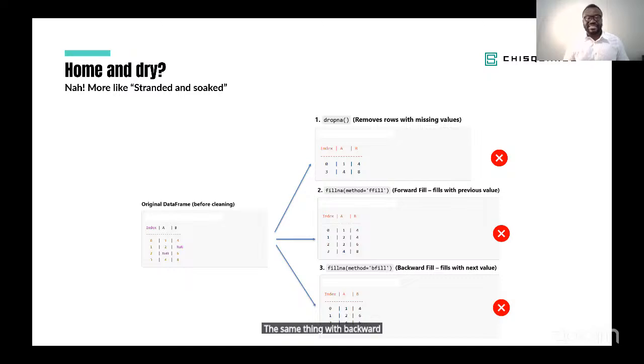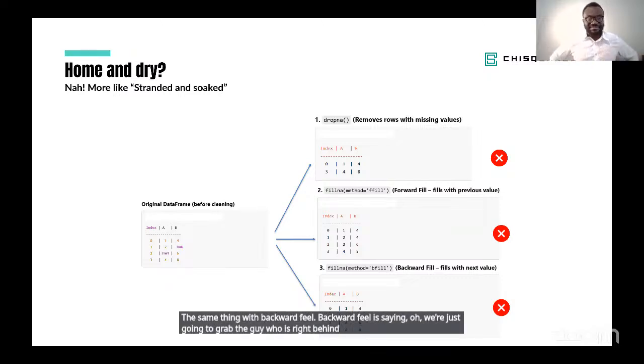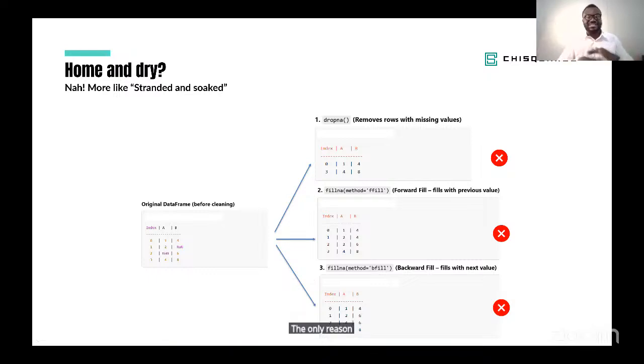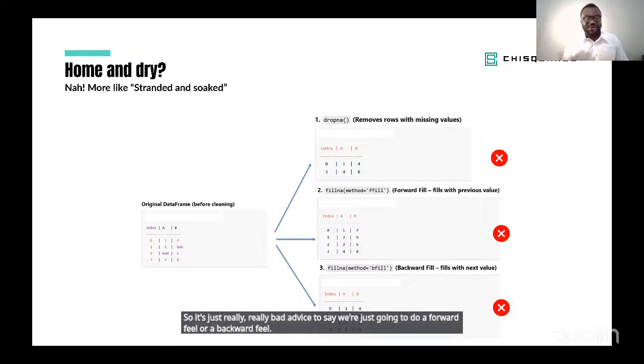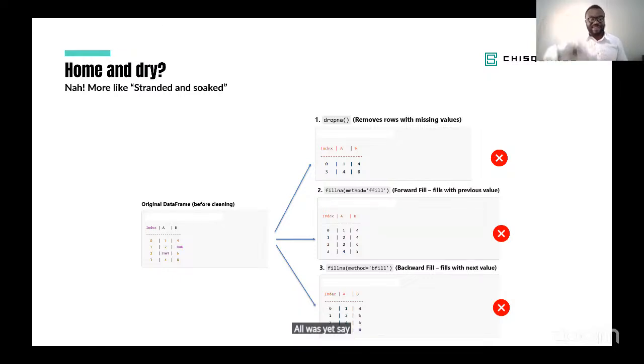Backward fill is saying, oh, we're just going to grab the guy who is right behind and patch it in there. Remember that the individuals in row 1, row 2, or row 3 are completely different. The only reason they are next to each other is random chance. So it's really bad advice to say we're just going to do a forward fill or a backward fill, or worse yet, take the average of that column and patch everybody who has missing values with the average.